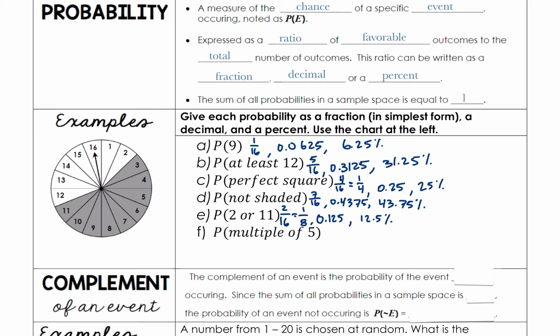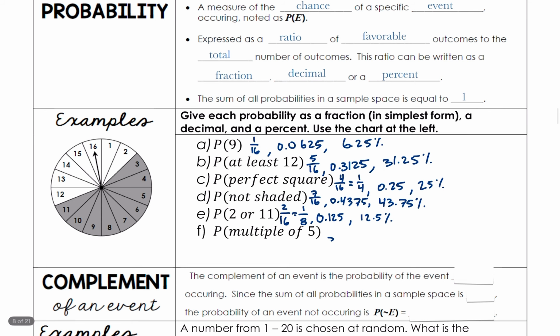Okay, the last one on this example is any multiple of 5, probability of a multiple of 5. So multiples of 5, we got 5, 10, 15, and that's all that are on this spinner. So we've got 3 of them, 5, 10, and 15. So 3 out of the 16. Written as a decimal, that's 0.1875. And written as a percentage, it's 18.75%.